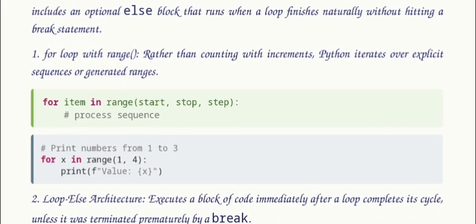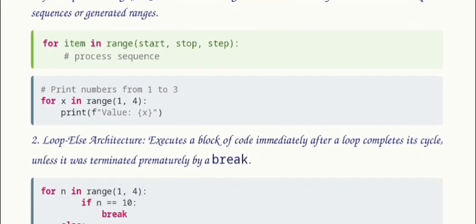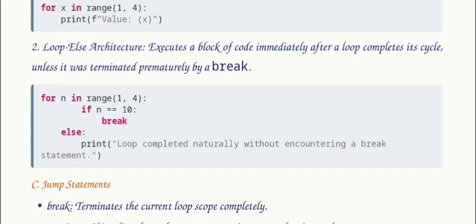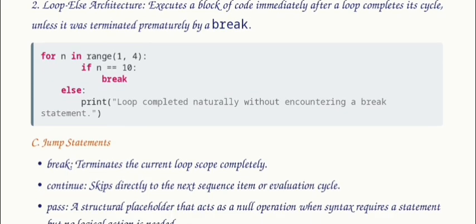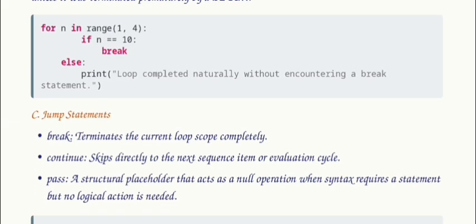You can clearly see the program and the syntax provided. Loop else architecture. It executes a block of code immediately after a loop completes its cycle, unless it was terminated prematurely by a break statement. And clearly see the program which is provided.